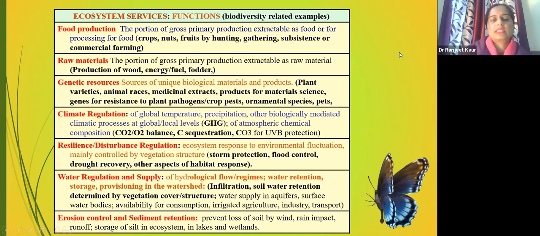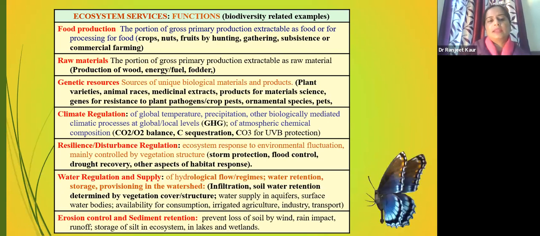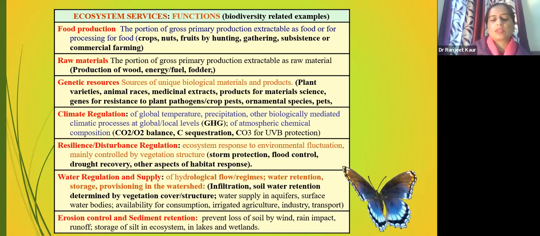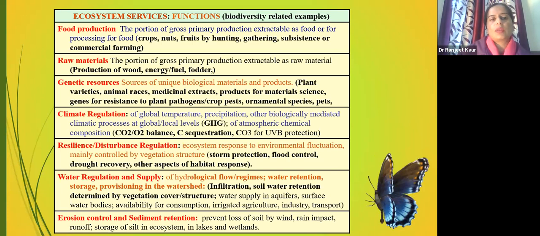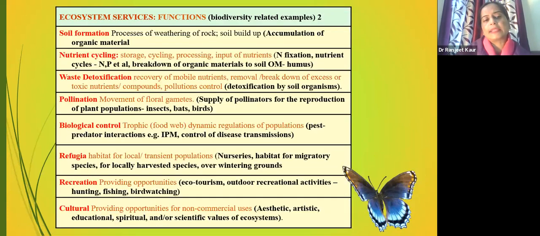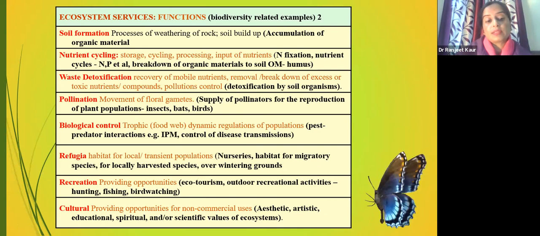So the same ecosystem services which we spoke about earlier are summarized in this table also. So what these biodiversity related examples are, they are helpful in food production, raw material, genetic resources, climate regulation, resilience, water regulation, erosion control, soil formation, nutrient cycling, waste detoxification, pollination, biological control, refugia, that means habitat for transient population, etc.